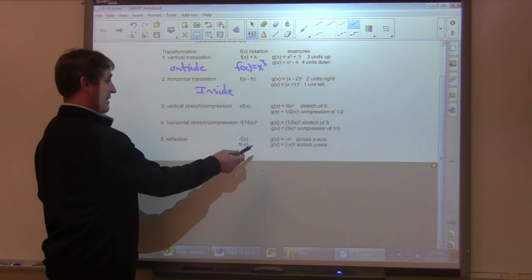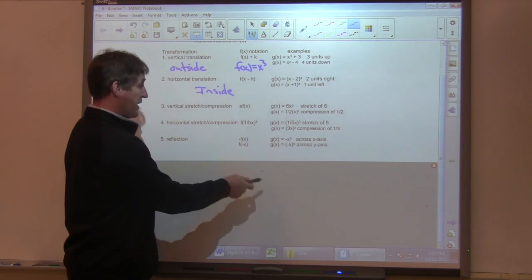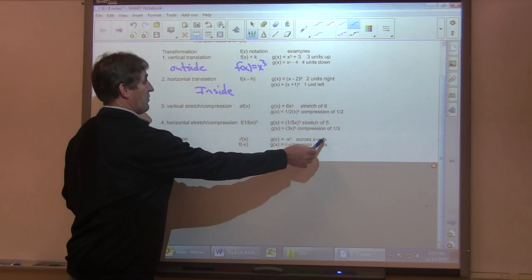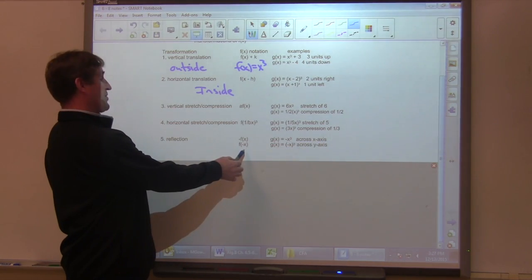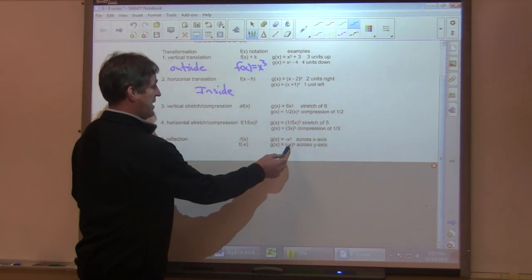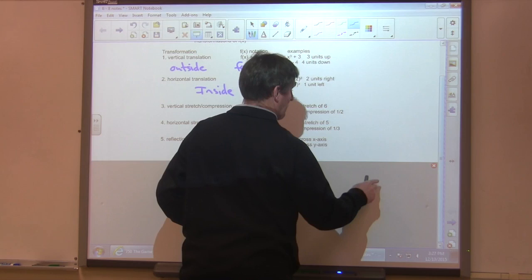Reflections, again, if it's vertical, so over the x-axis, it affects the whole thing. So negative x cubed would be a reflection across the x-axis. And if it's a horizontal reflection, it's over the y-axis. And so it happens inside, so it would be negative x, quantity cubed, which would be across the y-axis.